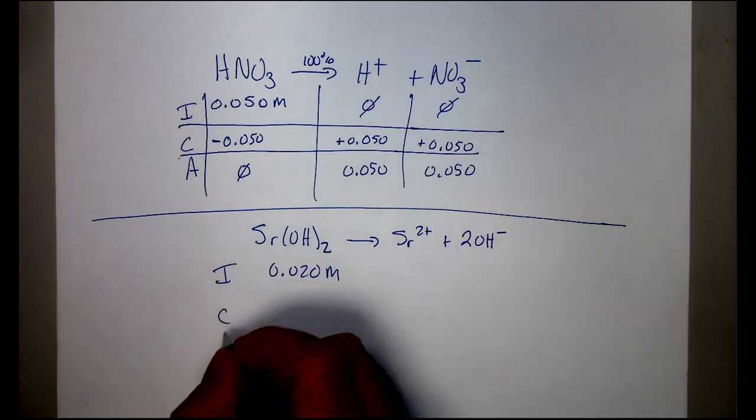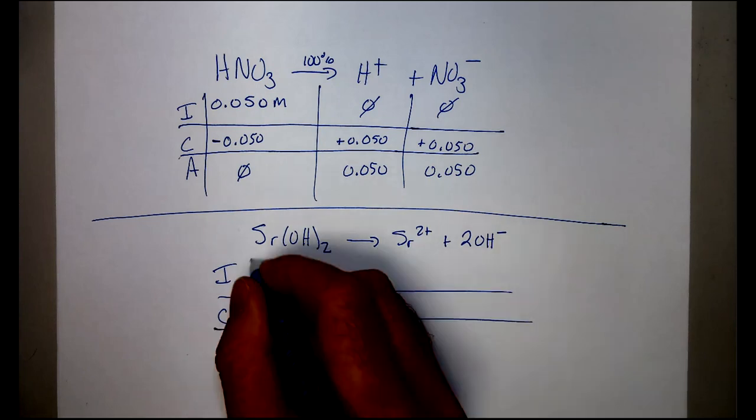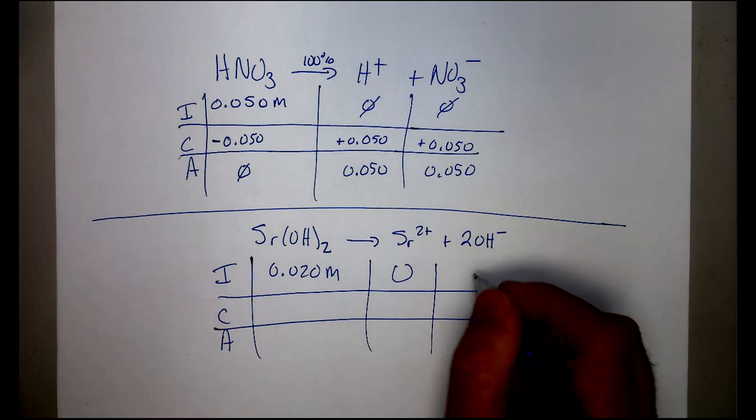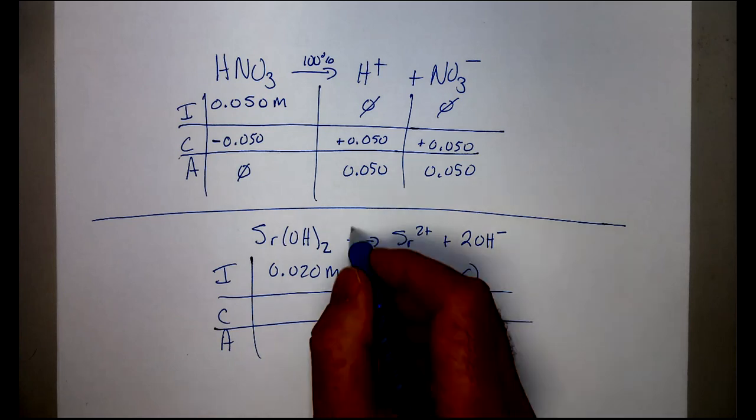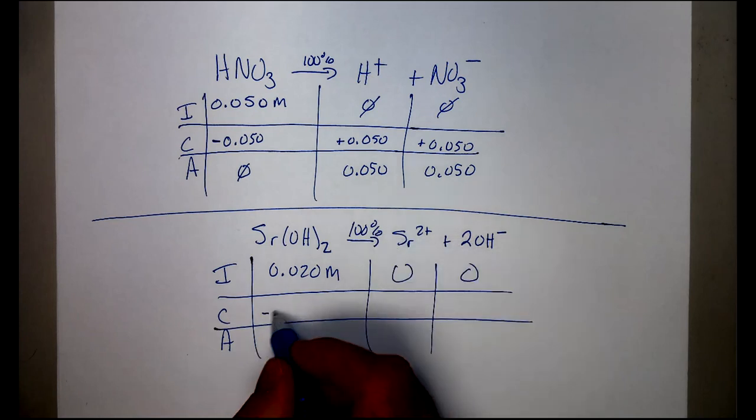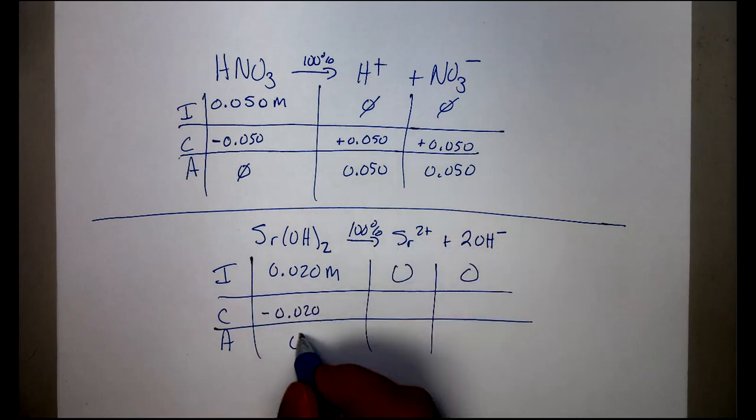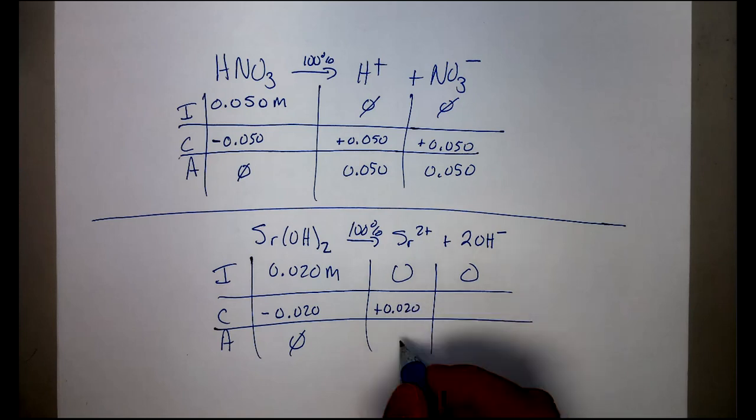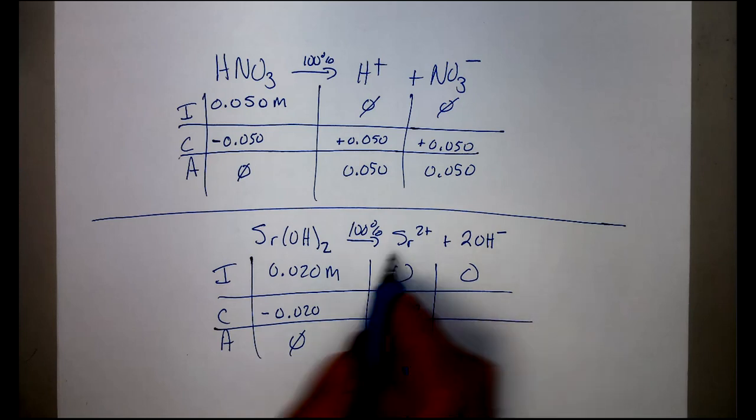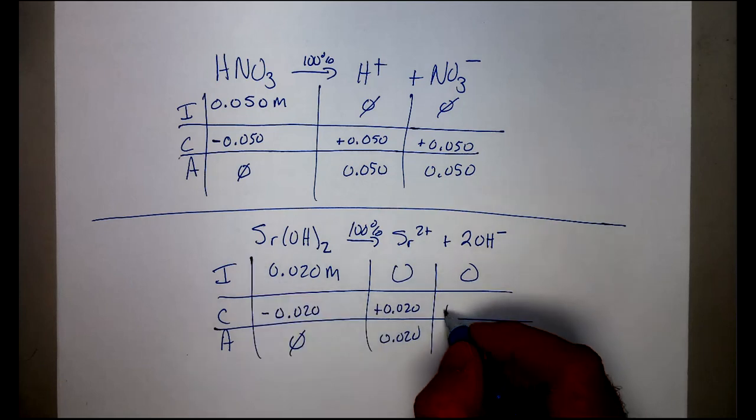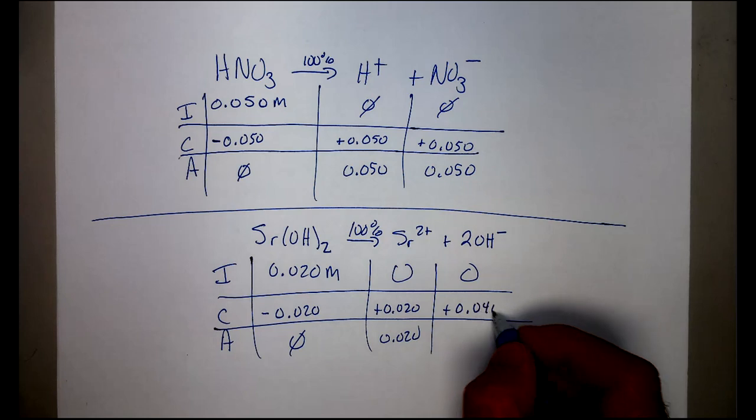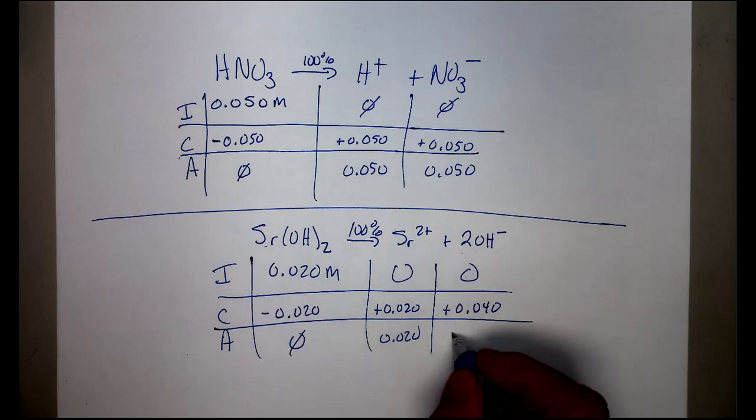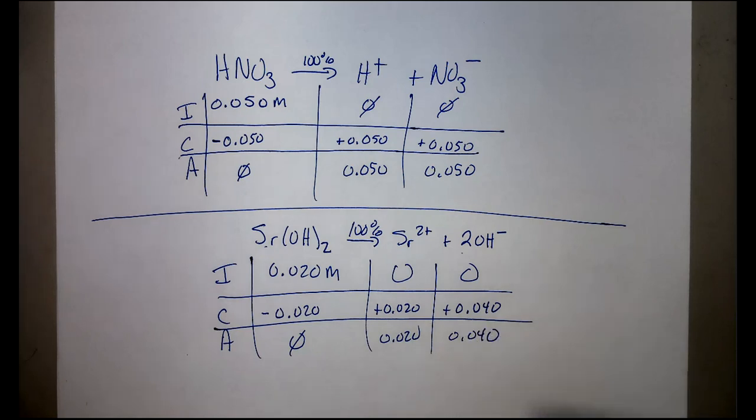So if I do the same initial, change, and after, if it's still a strong electrolyte and this is still 100% ionized, this is going to go away, and then I'm going to have none left. I'm going to add that much of this because the stoichiometric coefficient is the same, but I'm going to have to do twice as much of this, 0.040, because of the 2-to-1 proportion. Again, that'll be important to determine when you start calculating pH of these solutions, that you've got to be careful. You'll be off by a factor of 2 on your concentrations.